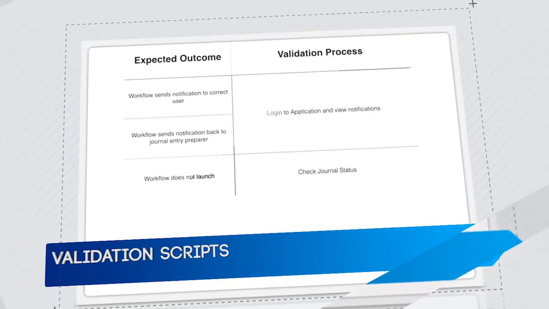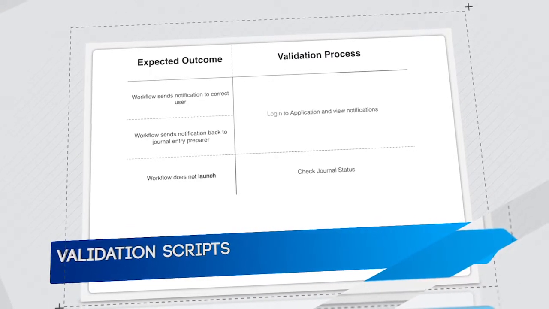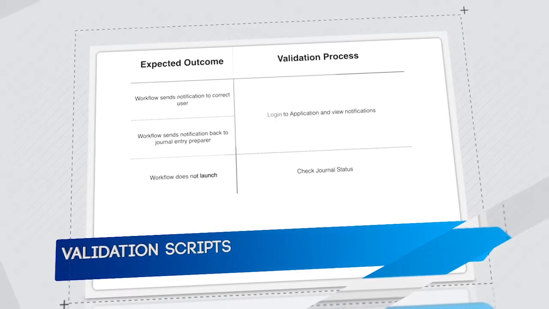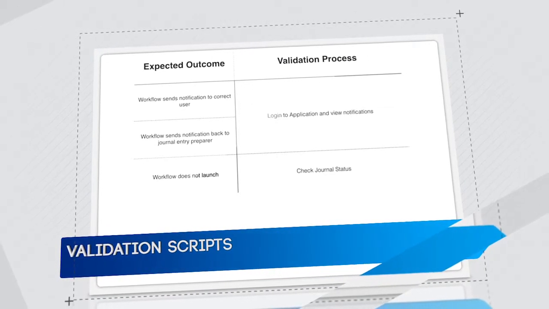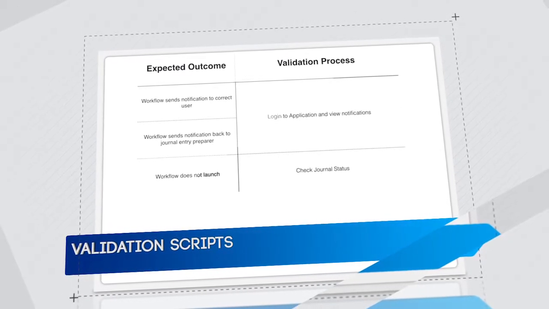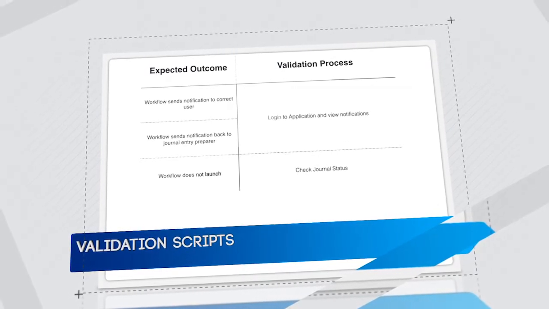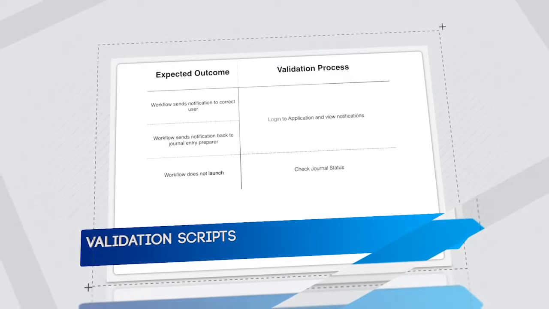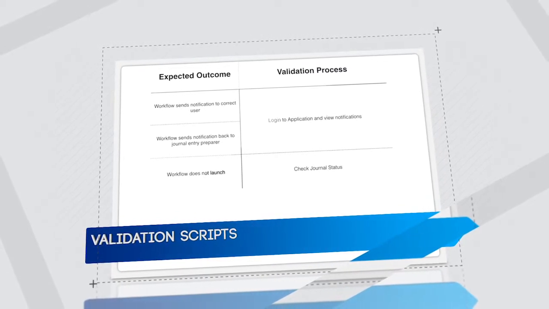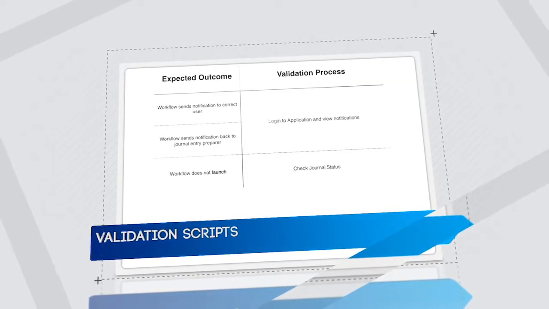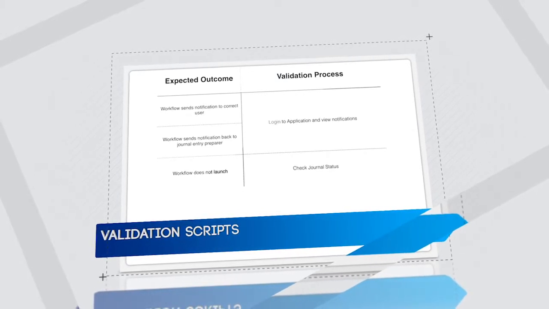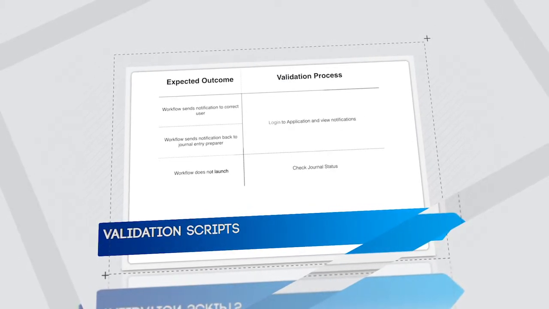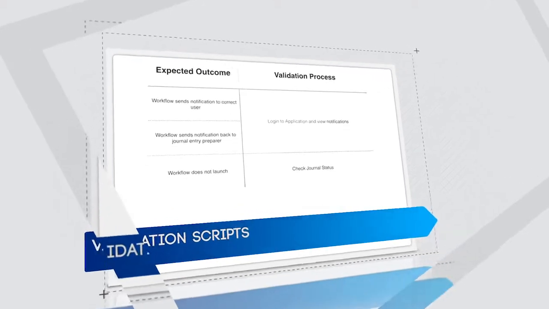So the validation process for the first 2 would be to log into Oracle and view the notification. That would be a script that we would need to write to check to see if the notification is there. And for the last one, if the workflow is not supposed to launch, we'll go in and check the journal entry status, and it should be not requiring approval because that's what the source said.